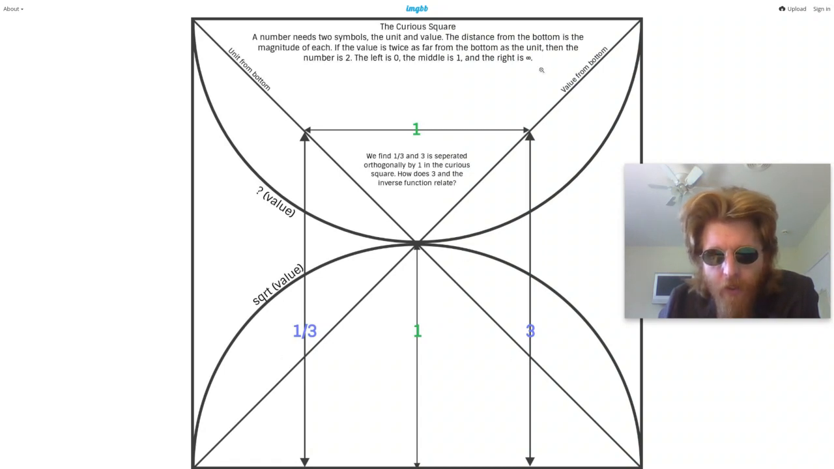So of course, if the value is very large and the unit's very small, then we have infinity. So infinity is to the right. If the unit's very large and the value is very small, we have 0. So 0 is to the very left.